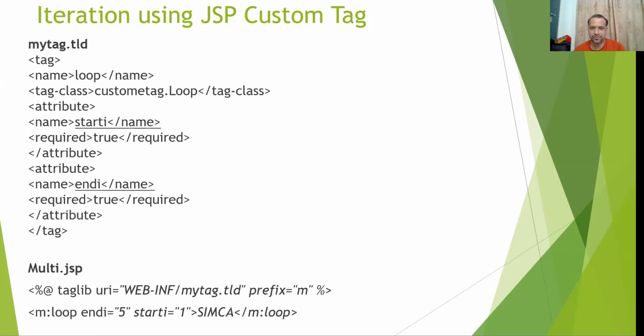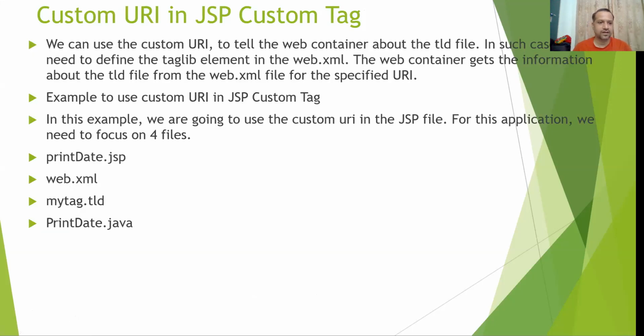First time 1 2 3 4. After that, I'm going to work on how to work with a custom URI in a JSP custom tag. Custom URI means I can keep my files anywhere for my custom tag, but I have to mention it. Now I have to tell the web container about my TLD file. In such cases, we need to define a taglib element in web.xml.